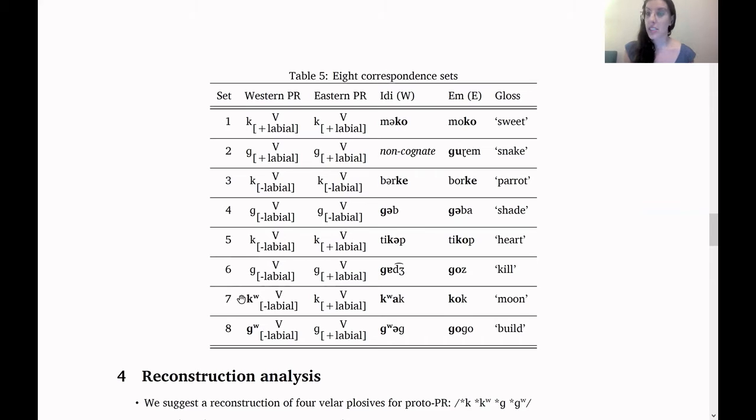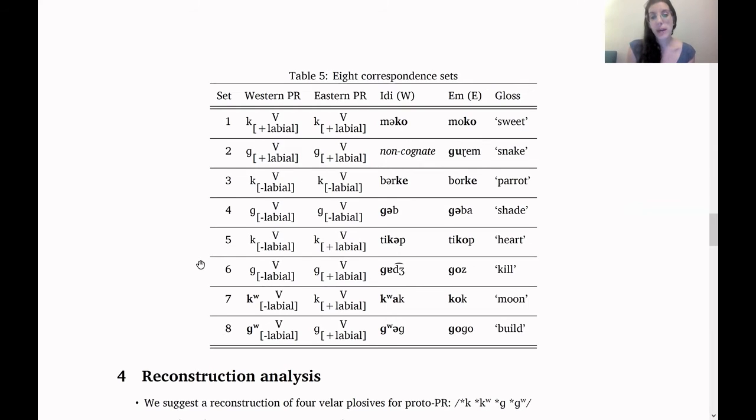What also distinguishes these correspondence sets is the quality of the vowel that follows the plosive. So in sets 1 and 2, we have our typical velar plosives followed by a rounded vowel, moko, moko, and for set 2, we don't have a cognate for the Western varieties, but it would sound something like gurem, which is the word for snake in Mari. Sets 3 and 4 are just like sets 1 and 2. We have the voiceless or the voiced velar plosives, but they're followed by unrounded vowels. So burke or burke, gub or gubba.